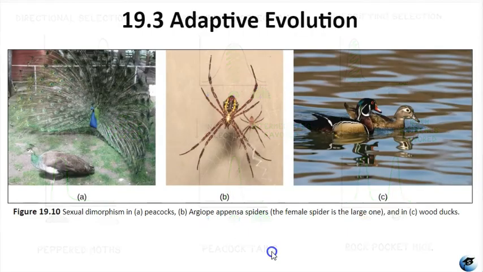Figure 19.10 is just giving some examples of sexual dimorphism in peacocks and peahens. Species of spider, this one is, the large one is the female, and then ducks. So this one with the vibrant colors is the male, and this kind of brownish one is the female.